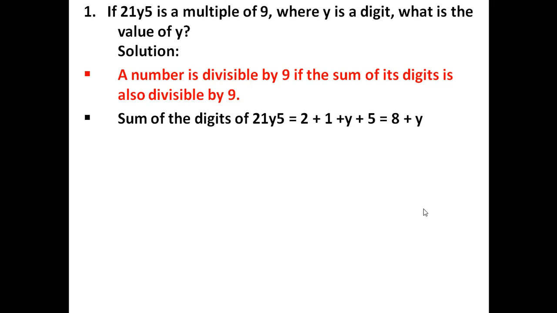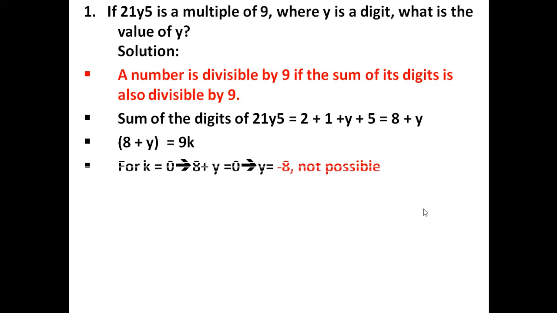The sum of the digits of 21y5 is 2 plus 1 plus y plus 5, which equals 8 plus y. 2 plus 1 is 3, 3 plus 5 is 8, so 8 plus y. Now, if this sum is a multiple of 9, that's why we are writing 9 into k, where k can be any integer. So first we are going to use k equal to 0.